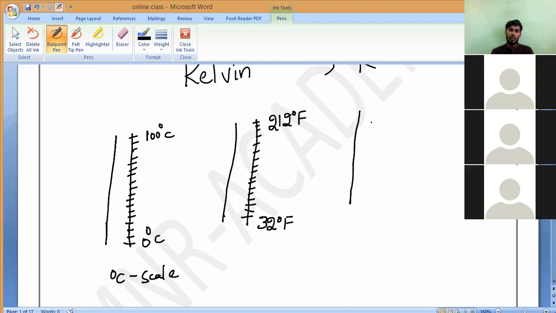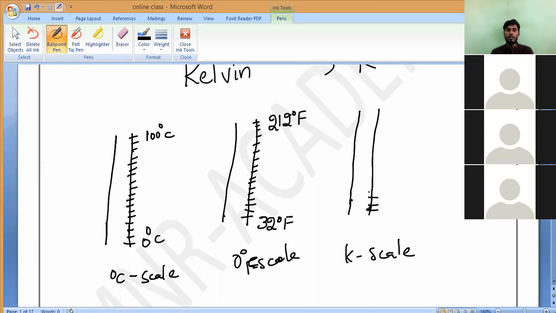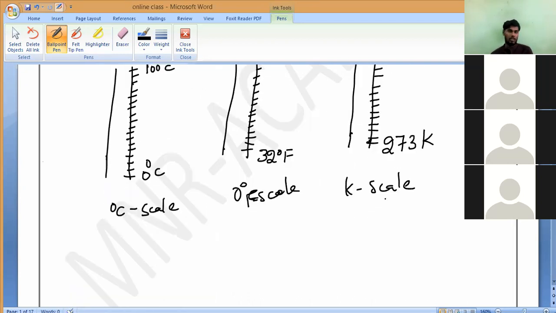In the same way, the Kelvin scale is called the SI unit of temperature. The Kelvin scale also has 100 divisions. It starts from 273 and ends at 373 Kelvin.